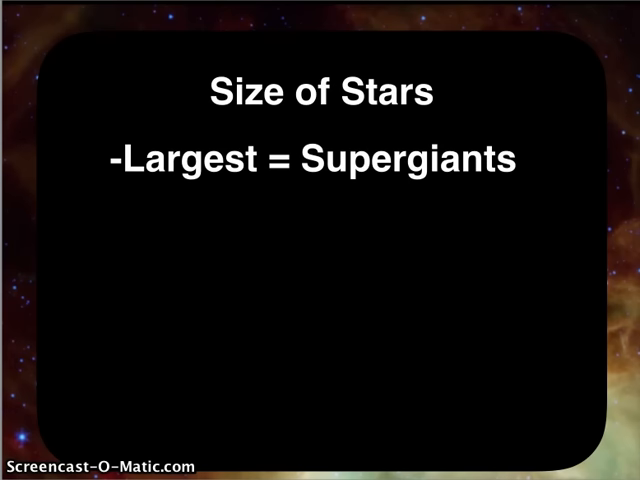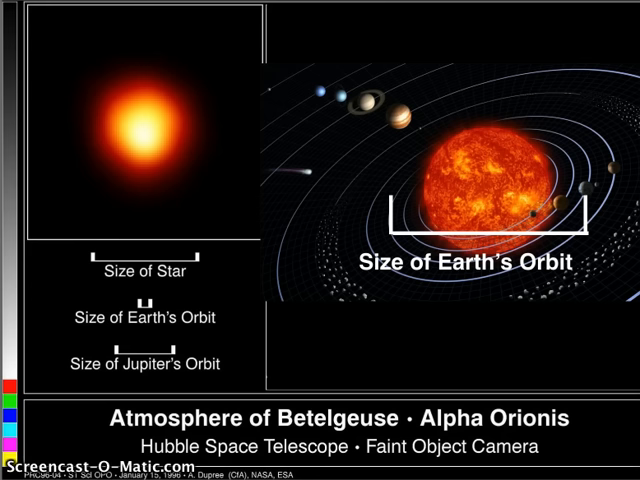The largest are called supergiants. Here we see one of the largest supergiants, Betelgeuse. Here is the diameter of the star for Betelgeuse compared to the size of Earth's orbit. You can also see the size of Earth's orbit right here. That's the diameter. And here's the size of Jupiter's orbit. Jupiter's orbit would be right here, this long.